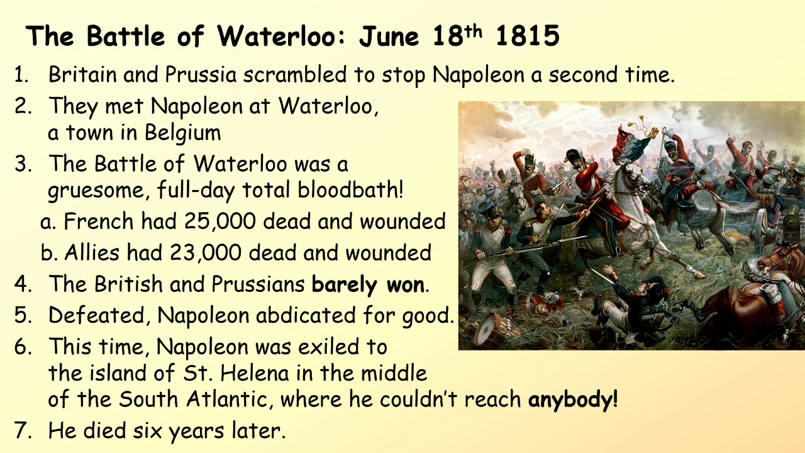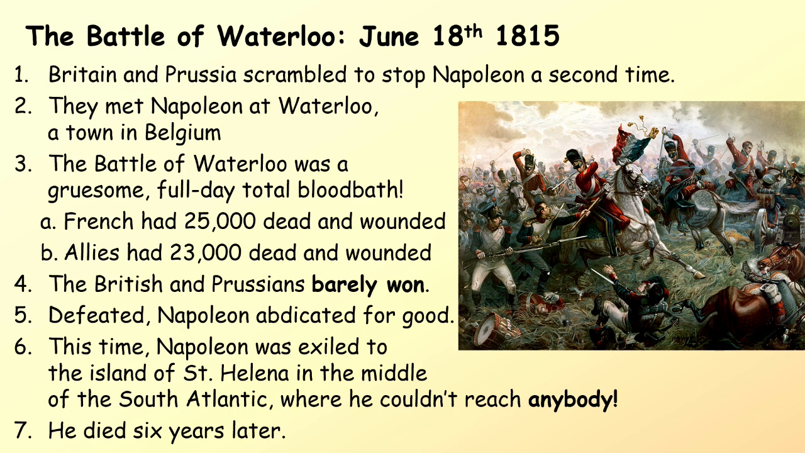The Battle of Waterloo, June 18, 1815. Britain and Prussia scrambled to stop Napoleon a second time. They met Napoleon at Waterloo, a small town in Belgium. And the Battle of Waterloo was a gruesome, full-day, total bloodbath. The French had 25,000 dead and wounded, and the Allies had 23,000 dead and wounded. The British and the Prussians barely won.